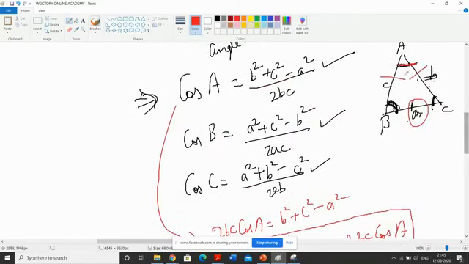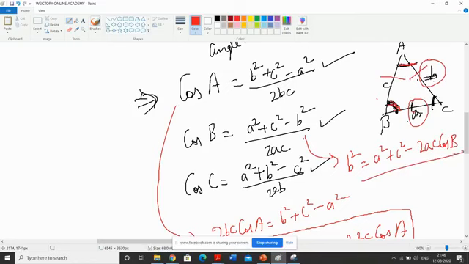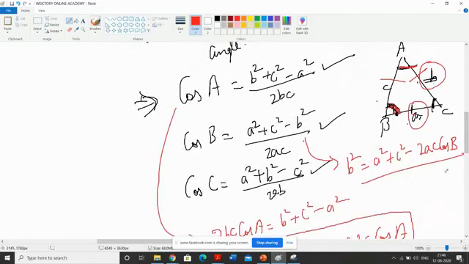Similarly, if you want to find this side B, and these two sides A and C are given and angle B is given, you can manipulate this formula, and this will be written as B square equals A square plus C square minus 2AC cos of the included angle, cos of B. So this is the manipulation of cosine rule. Let's solve some questions based on this concept that we learned.